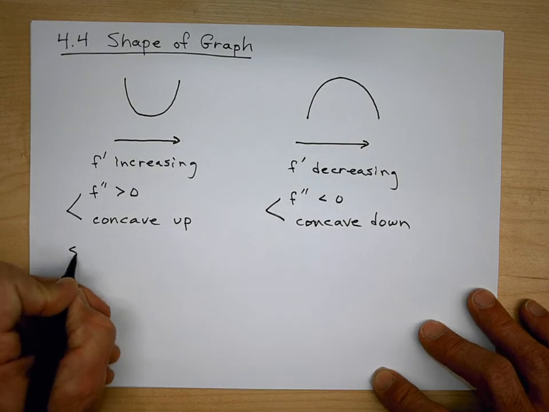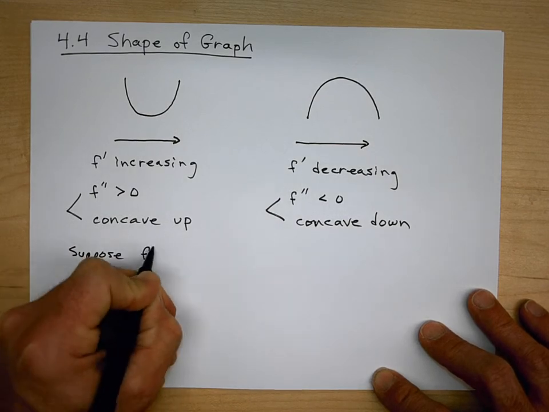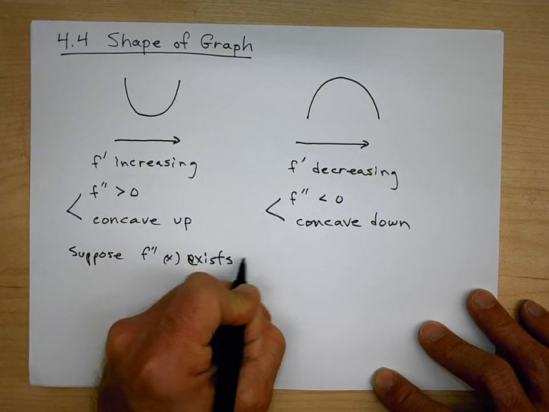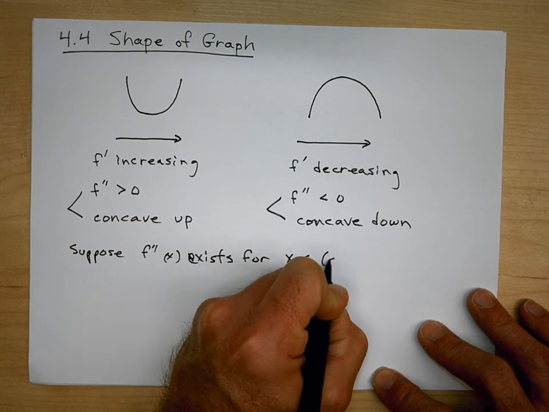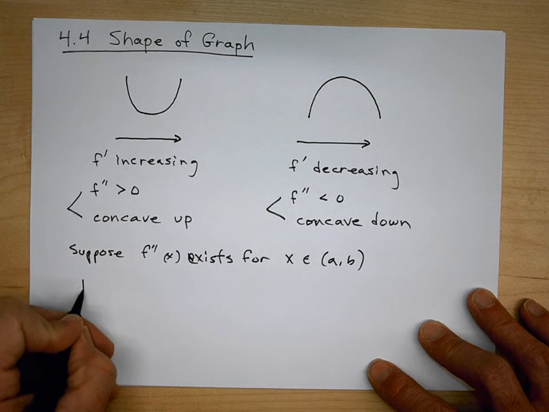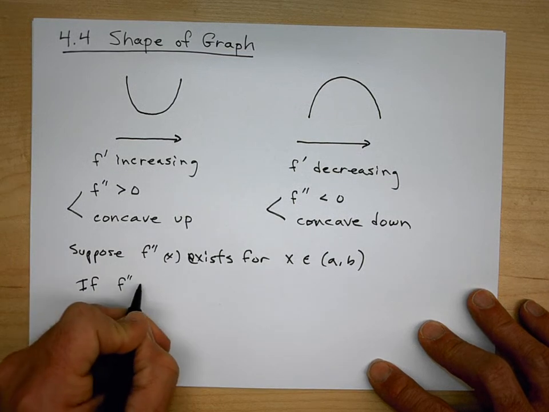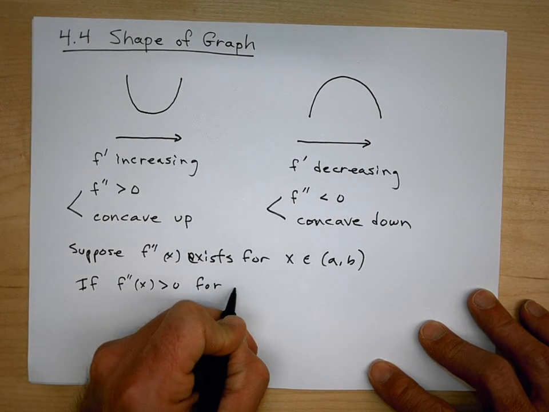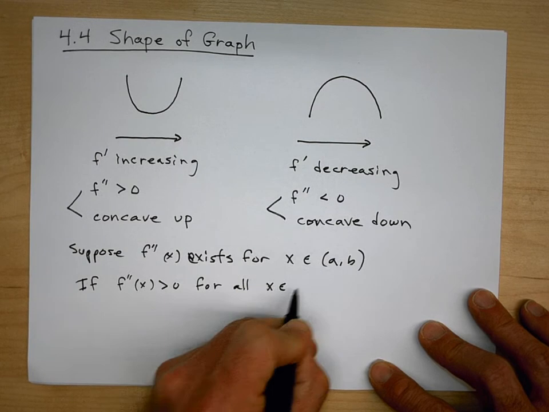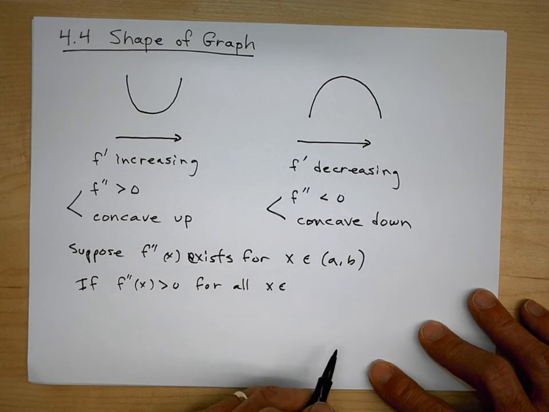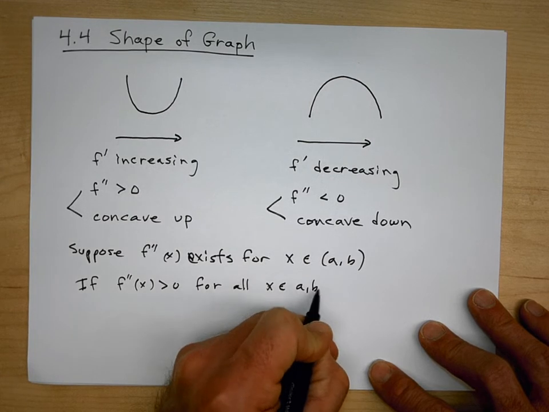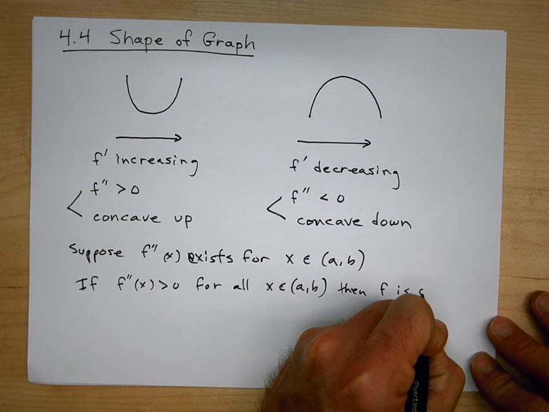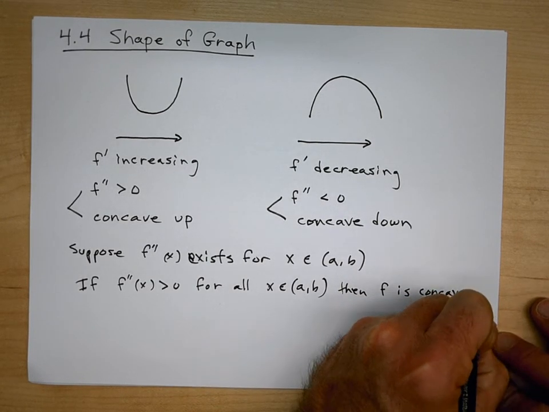Suppose the second derivative exists for all x values in some open interval (a, b). If the second derivative is positive for all x in the interval, that little symbol just means that x is somewhere in between a and b, then f is concave up.